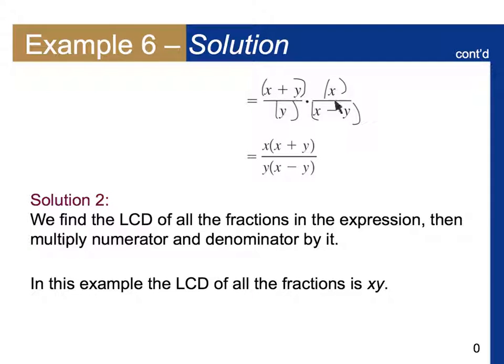Then our final answer is we're just multiplying these, so x times x plus y and y times x minus y. Just leave them factored, so that way we can see that we don't have common factors, and that's our answer.